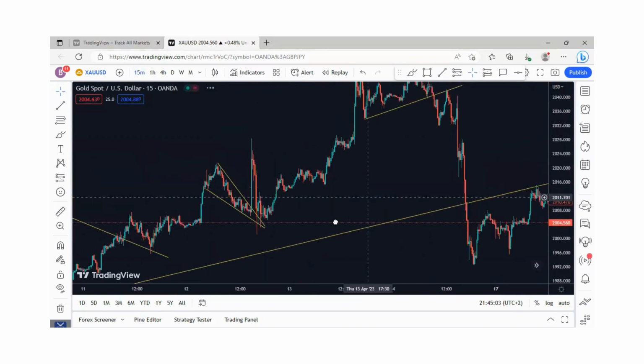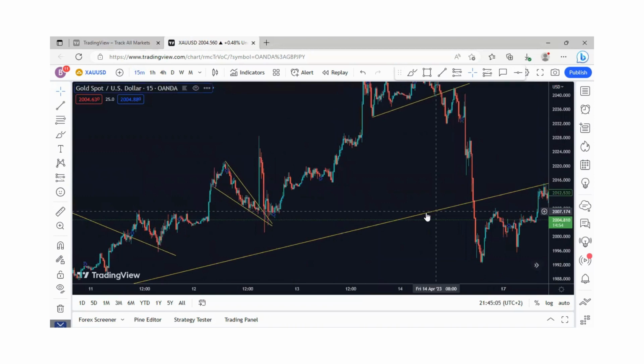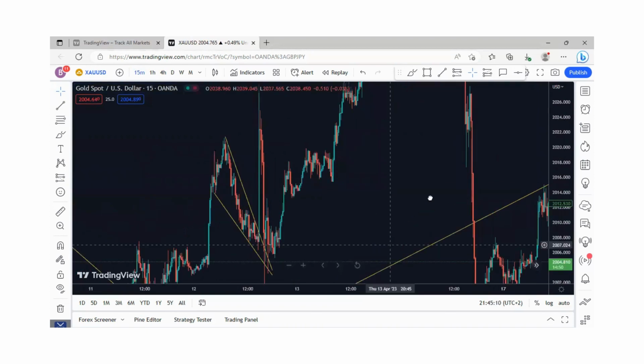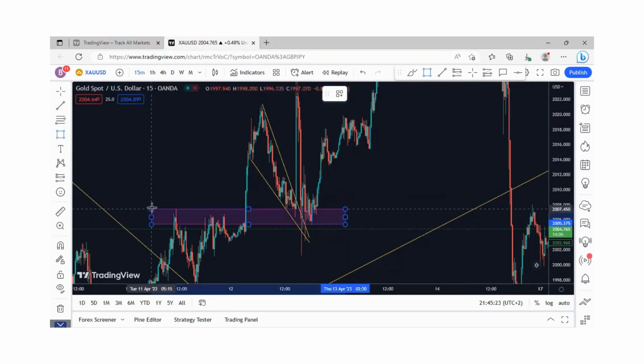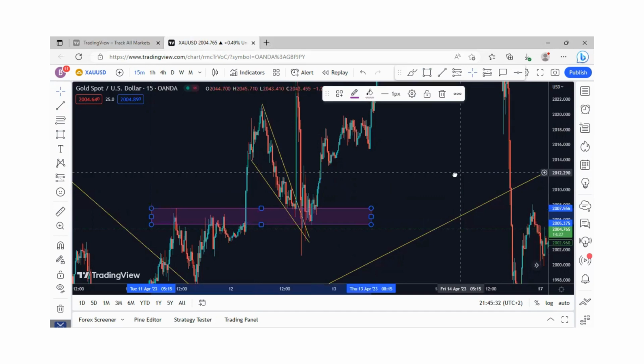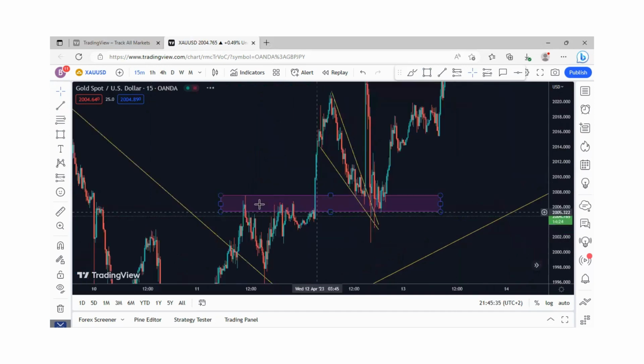I can't see it on the bigger time frame, but I think it was on the 4 hour time frame. On the 4 hour time frame, I had this big zone here. So I saw that it's not going to break the zone here because it came for a retest. Why? Because it broke here, the zone here.